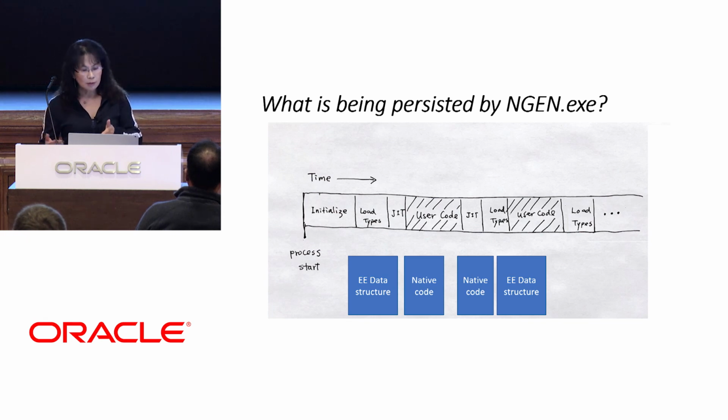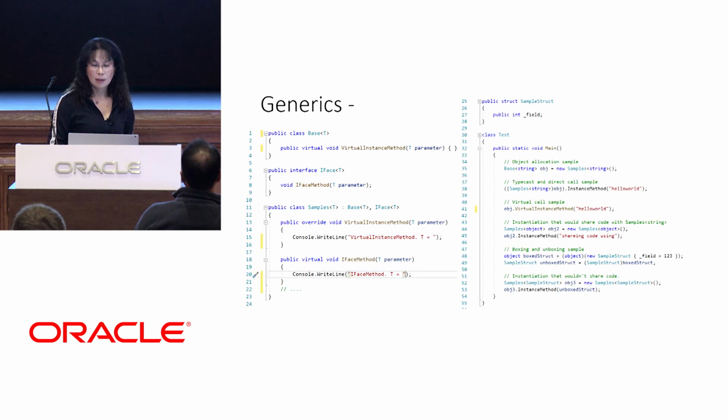And some user code runs, right? And then you JIT again, and you generate more native code. You load a type, you generate more EE data structures. The blue boxes are runtime artifacts to support running user code. And the blue boxes are actually what we persisted out.